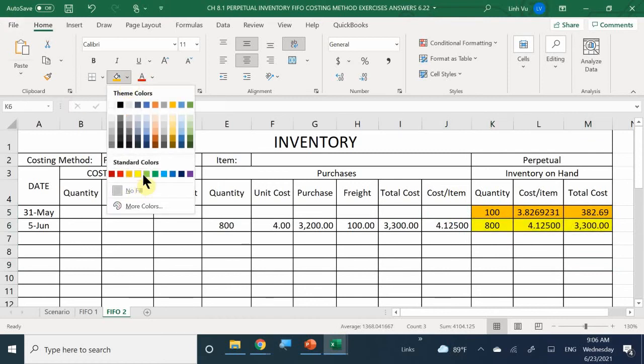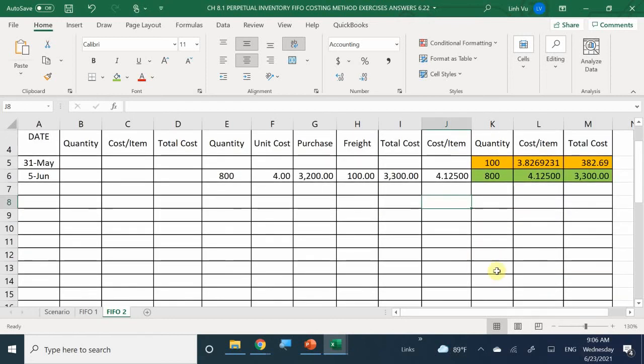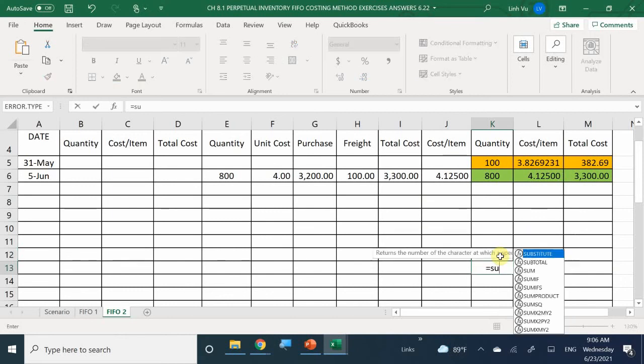I think we can use green. Green sounds nice. Okay, so there we go. Now I have an orange batch and I have a green batch of inventory, right? If you'd like to, you can set a little equal sum so then you know how much inventory you have on hand at all times. So I'll go ahead and just indicate that right here.